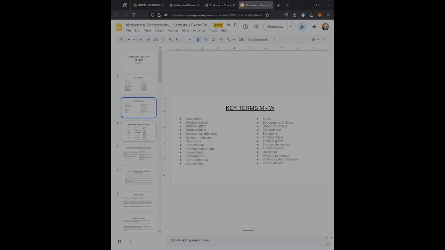So the normal echogenicity of abdominal organs is as follows. That is to say, from brightest to darkest, we have the renal sinuses as being the lightest objects that we can see in the abdomen, followed by the pancreas becoming more hypoechoic, the spleen, the liver, the renal cortex, the renal pyramid, and the gallbladder.